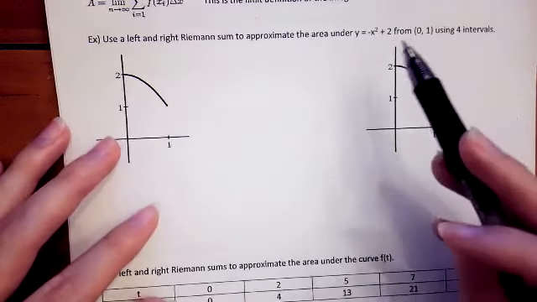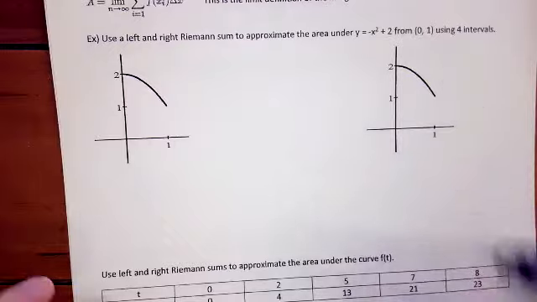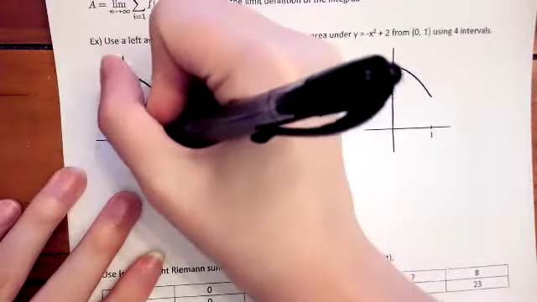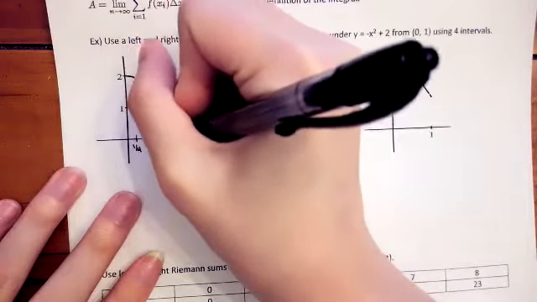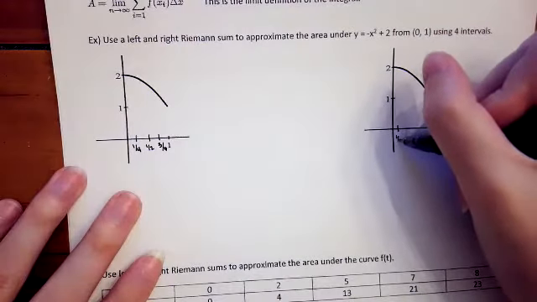Okay, so I'm going from 0 to 1 over 4 intervals. That means each interval is going to be a quarter. So I'm going to go ahead and mark out. This is 1/4, 1/2, 3/4. And then we get to 1. Same thing over here.